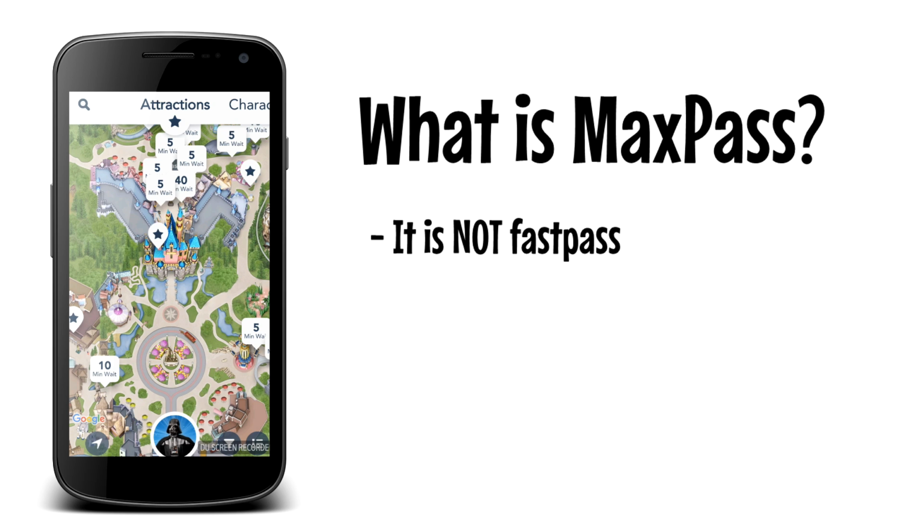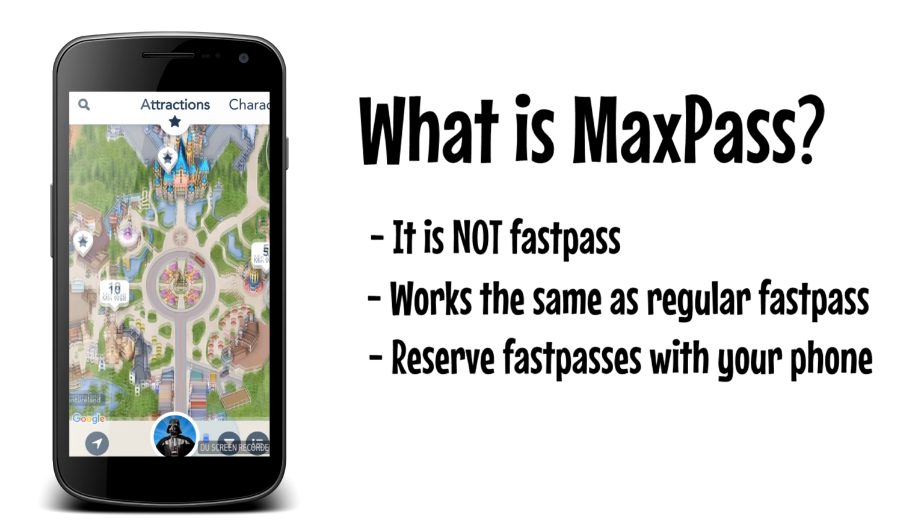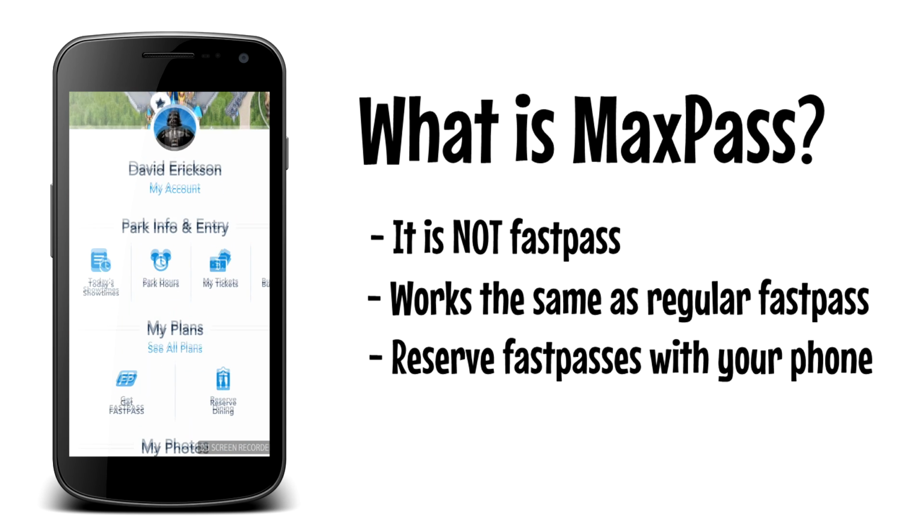You can get a FastPass with or without MaxPass. All you need is your paid admission. MaxPass also does not work any differently than a regular FastPass does. You must observe the same FastPass rules that everyone else does when getting one. What MaxPass is simply the ability to reserve a FastPass by using your phone. It's not even a separate app really, as it's already part of the Disneyland app.